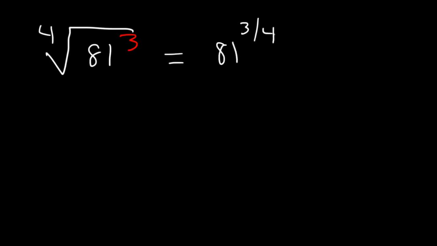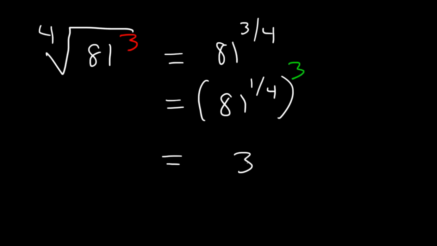Try this one. Calculate the 4th root of 81 cubed. So let's rewrite it. This is 81 raised to the 3/4, which we can find the 4th root first, and then we'll raise it to the 3rd power. The 4th root of 81 is 3, because 3 times 3 times 3 times 3, 4 times, is 81. And 3 to the 3rd, we've calculated this value already. It's 27.